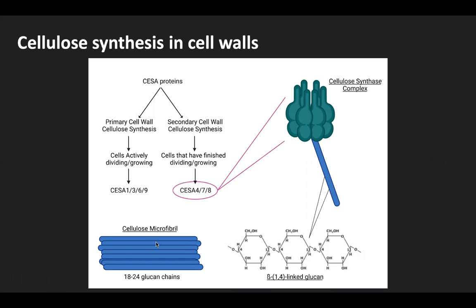Within the plasma membrane, the structure that synthesizes cellulose is known as the terminal complex and resembles a hexagonal rosette composed of cellulose synthase A proteins, otherwise known as CESA proteins. Primary cell walls have a terminal complex composed of CESA proteins 1, 3, 6, and 9, while secondary cell walls have a terminal complex composed of CESA proteins 4, 7, and 8. In this experiment, we are focusing on CESA8 and its ability to synthesize cellulose in secondary cell walls.